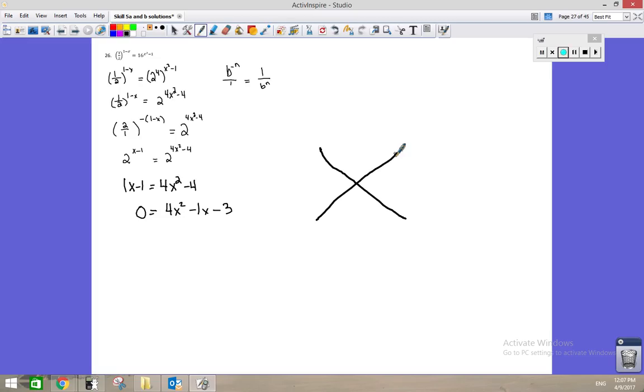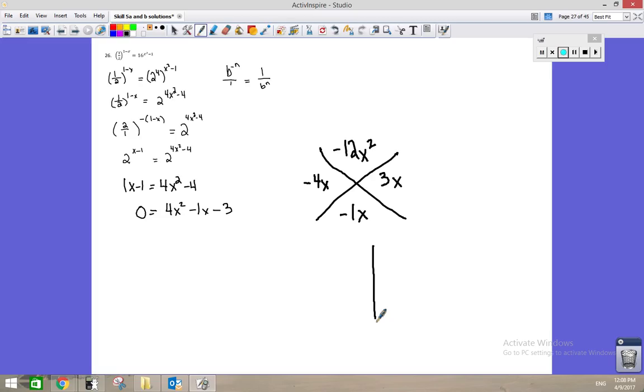But let's see if we can factor this. The middle term is negative 1x. The first term times the last term is negative 12x squared. So here's the process that they refer to as trial and error. We need to come up with two numbers that when multiplied together give us the top number, but when added give us the bottom number. So with a little bit of playing around with the numbers, negative 4 and positive 3 do the trick, because negative 4 times positive 3 is negative 12, but when you add those together, you get negative 1.